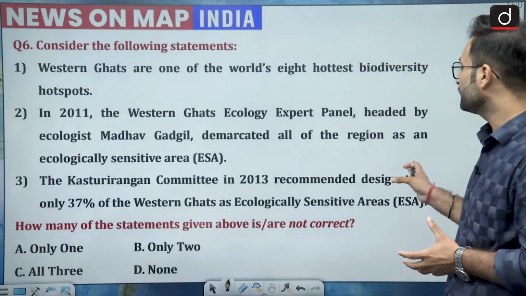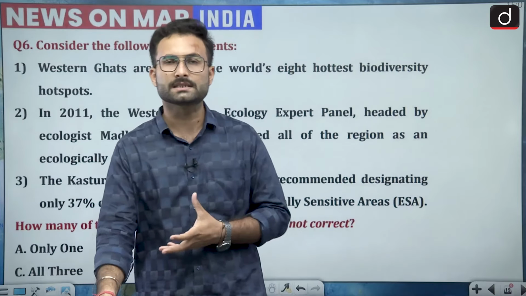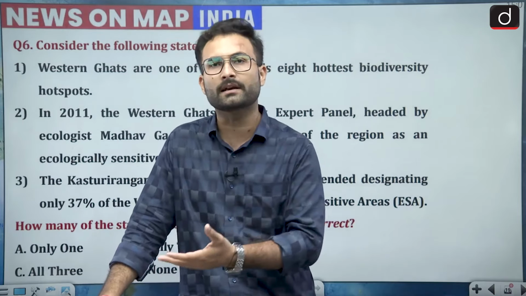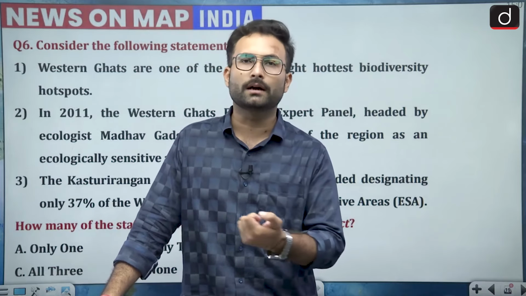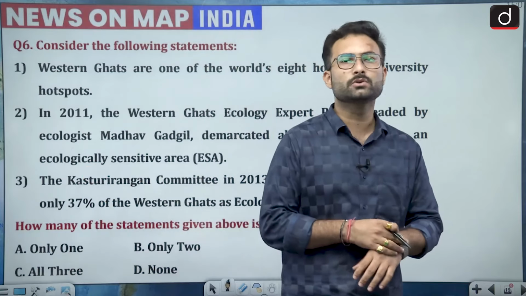Then third is, the Kasturirangan committee in 2013 recommended designating only 37% of the Western Ghats as ecologically sensitive area. Recently there was this demand with respect to the alteration in the ecologically sensitive areas by various states like Karnataka, Kerala, Goa, and Maharashtra, okay. So that is why this particular issue was in news and we have taken it.